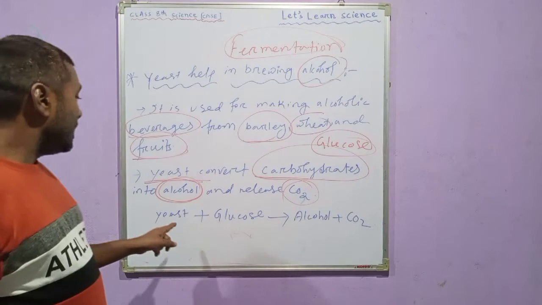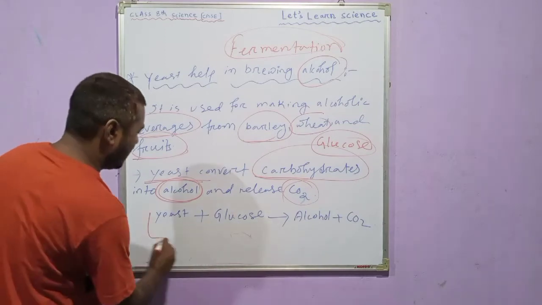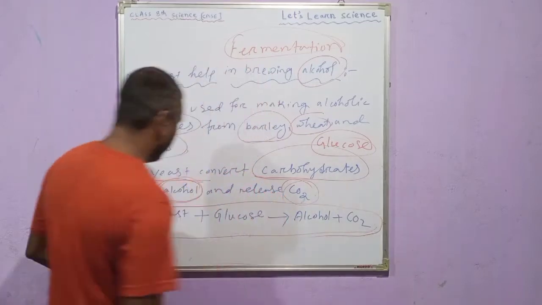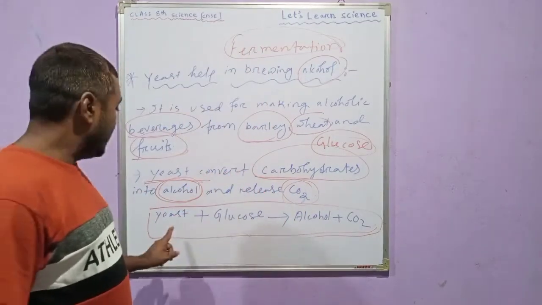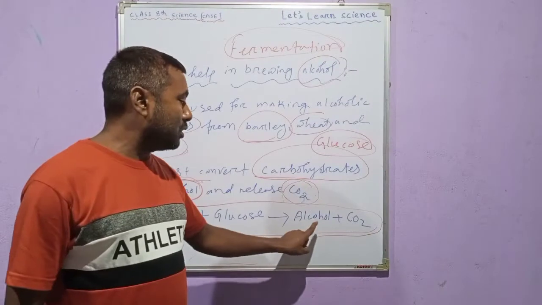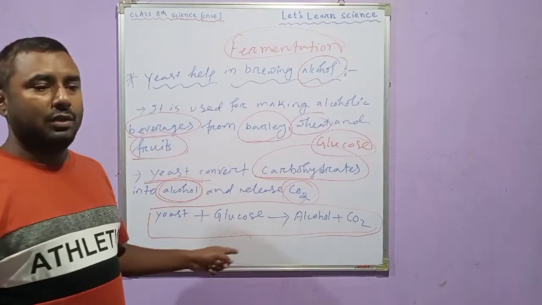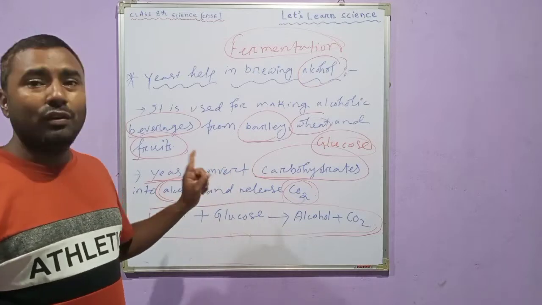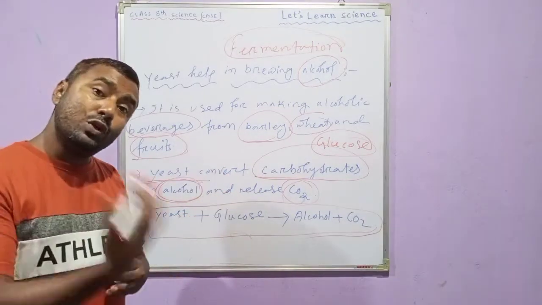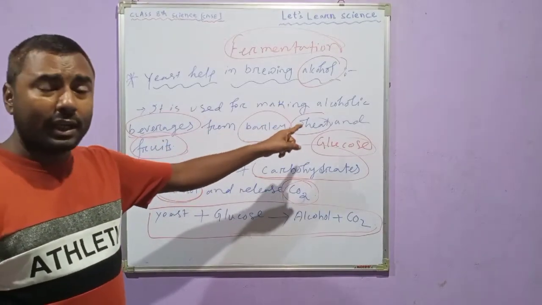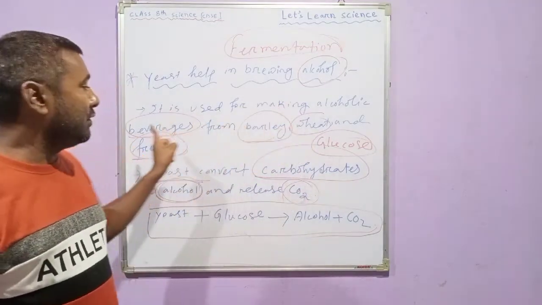Yeast is the agent involved in the fermentation reaction. When yeast reacts with glucose, then what is produced? Alcohol and carbon dioxide are produced. So in this way, yeast helps in the process of fermentation while producing different kinds of beverages, or what can you say? Alcoholic beverages.